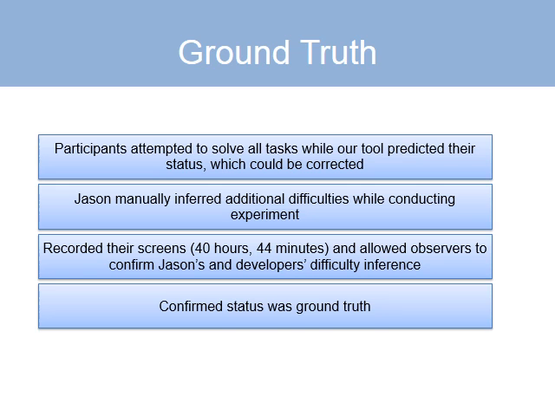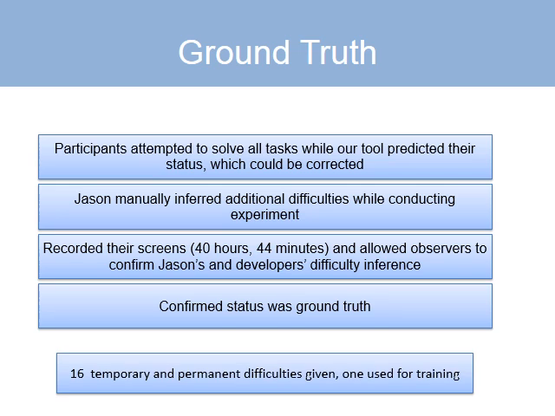And in addition, Jason manually looked at the screens to figure out whether they were facing difficulty according to him. And the screens were recorded. And after the session was complete, we asked them to confirm the inferred difficulties, and that confirmed status was considered ground truth. Okay. So from this, we had 16 temporary and permanent difficulties, and one of them was used for training the tool. So they worked with 15 of these difficulties.